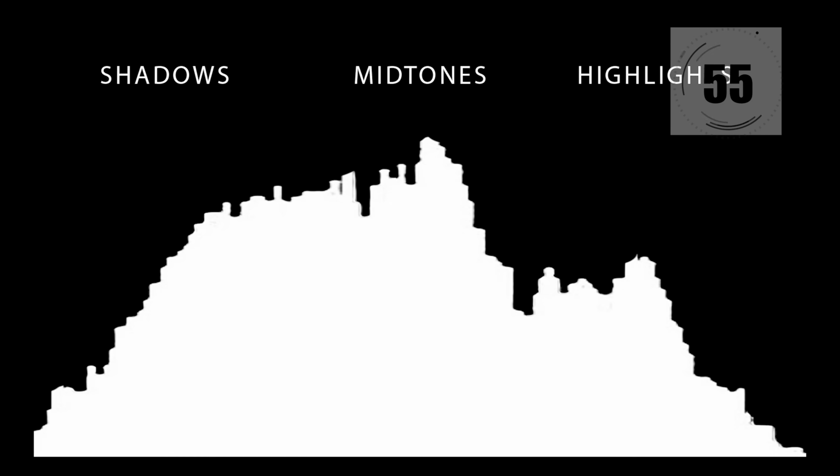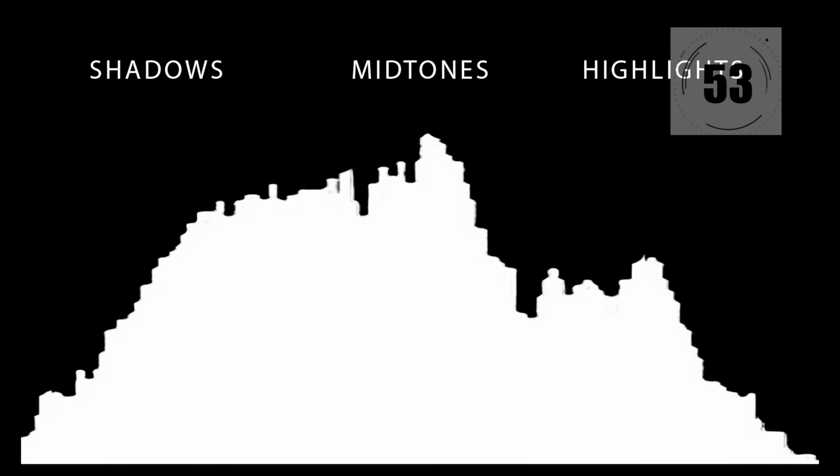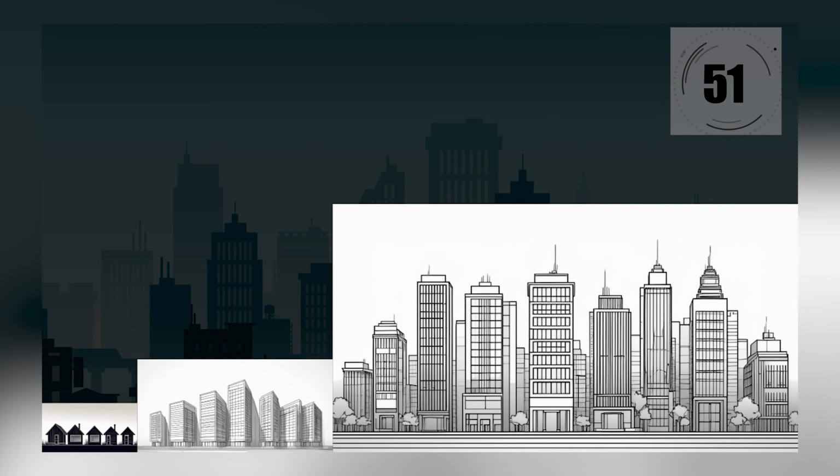Exposing to the right means this. You push a histogram to the right without clipping highlights to get the cleanest possible raw file. And here's how I think of it.